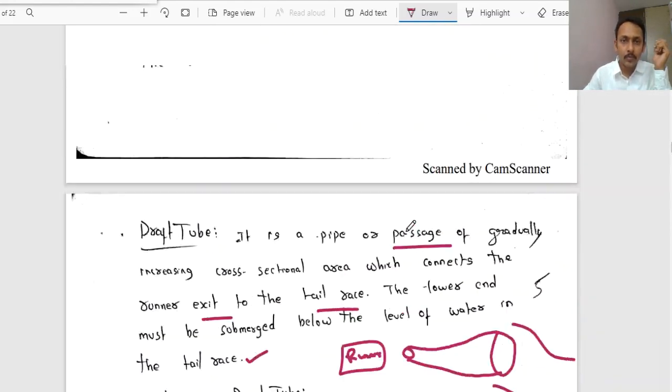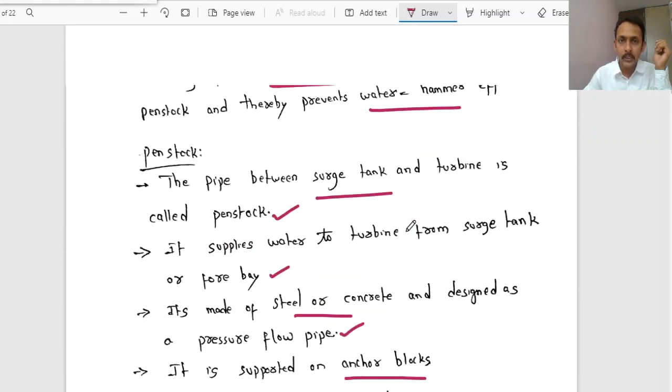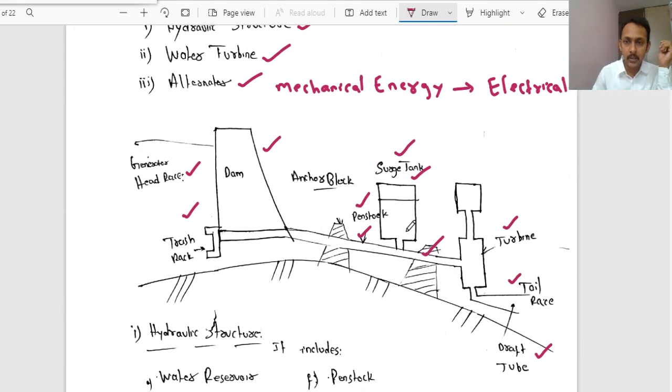If the layout of the hydroelectric power station is asked in an exam, dear students, this is the main figure to be highlighted, and we have to specify the function of each and every component. Thank you.